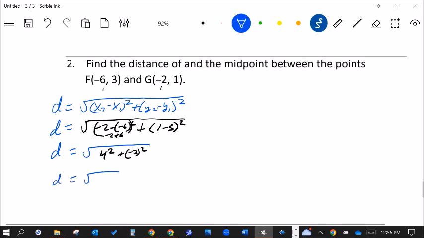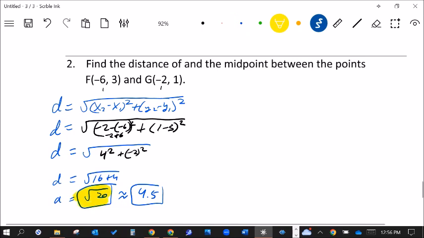So the distance is 16 plus 4. And the distance is square root of 20, which is approximately 4.5. Good. So we have now the distance for it. Now let's look at the midpoint.